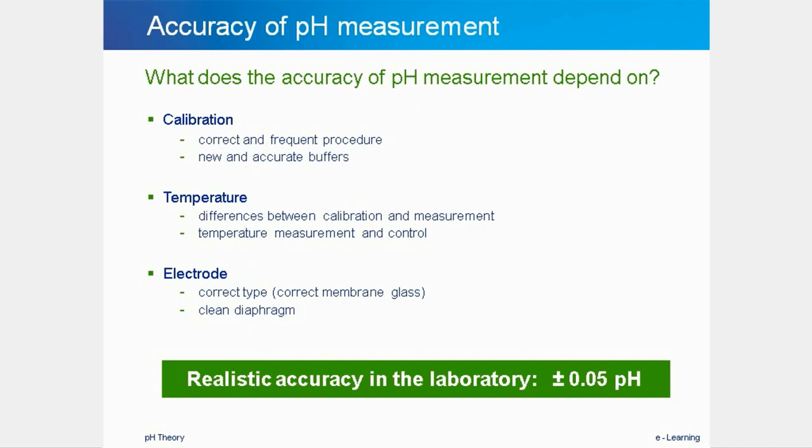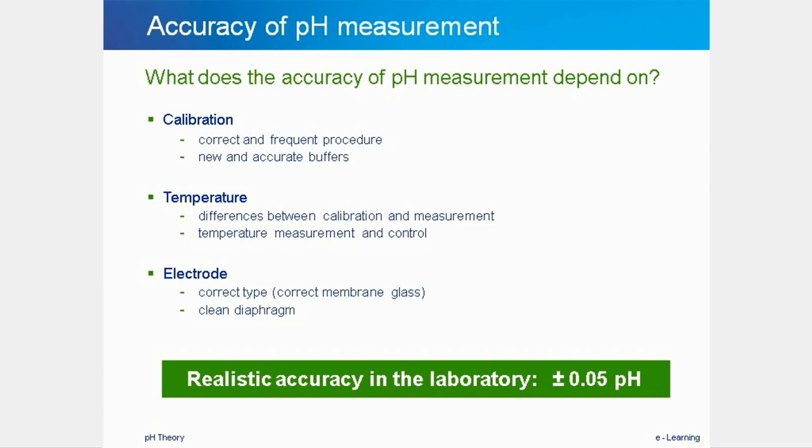The accuracy that can be reached with a pH electrode depends on how we measure with it and how the preceding calibration was performed. In general, we can say that the main influences on the measurement accuracy are calibration, temperature, and the electrode type. The calibration procedure needs to be performed regularly, but at least every day before measurements are started. The procedure should also be performed correctly, according to the instructions, and fresh and accurate buffer solutions should be used.